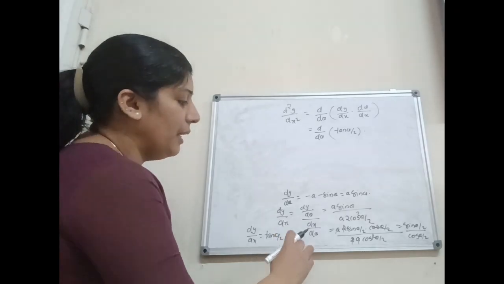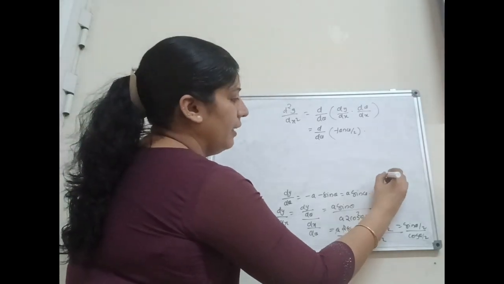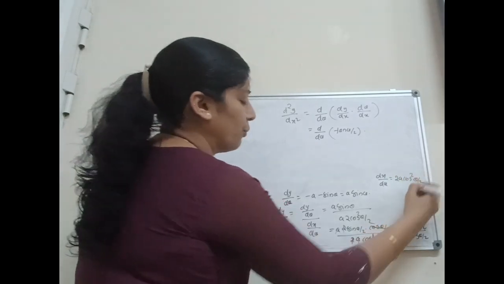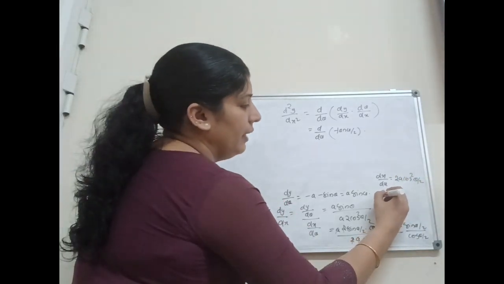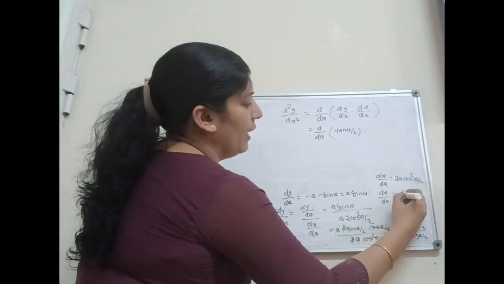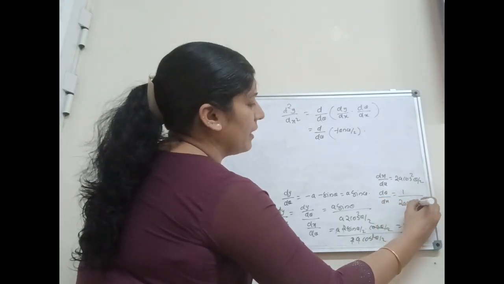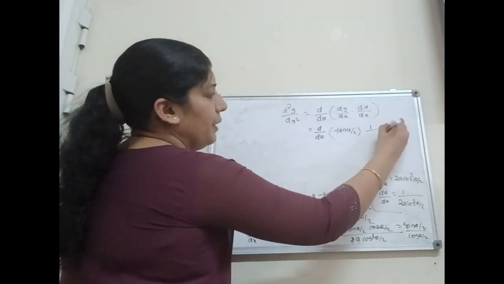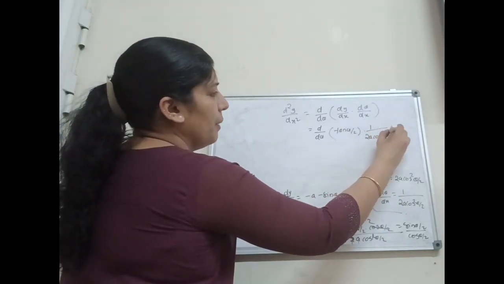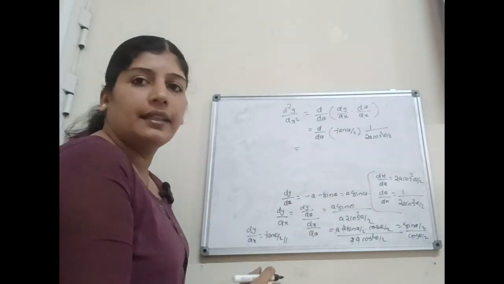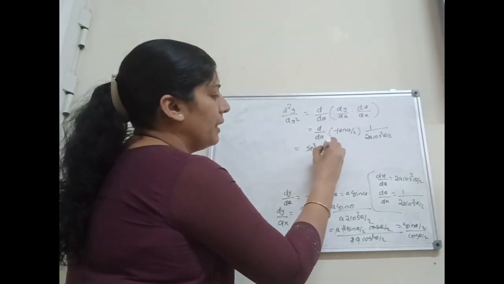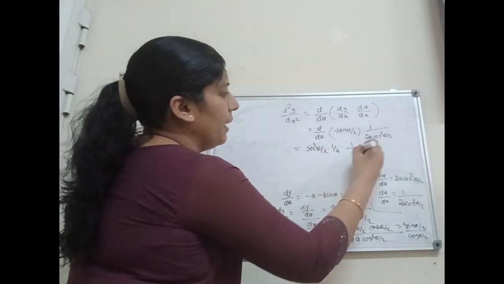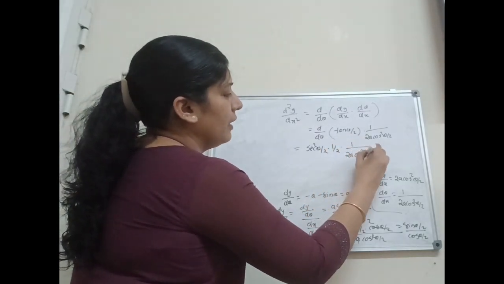Here d theta by dx is what? Here dx by d theta is equal to 2a cos square theta by 2. Therefore, d theta by dx equal to what? 1 by 2a cos square theta by 2. Therefore, substituting here, d theta by dx equal to 1 by 2a cos square theta by 2, equal to d by d theta of tan theta by 2 is sec square theta by 2 into d by d theta of theta by 2, that is 1 by 2, into 1 by 2a cos square theta by 2.